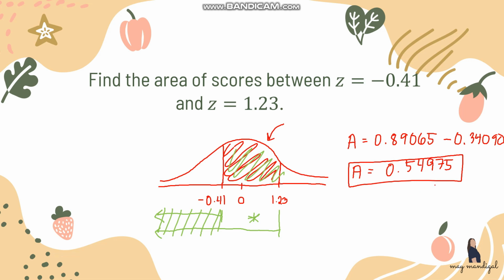If you're going to convert it into percentage, that will be 54.98. So you can just round it off to 2 decimal places. So that means 54.98% of your data is between these two z-scores, negative 0.41 and 1.23, assuming that your data follows a normal probability distribution.